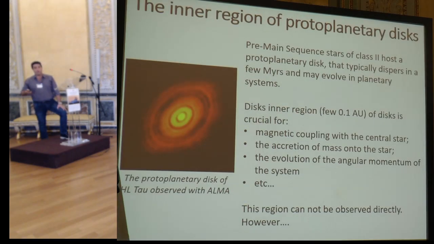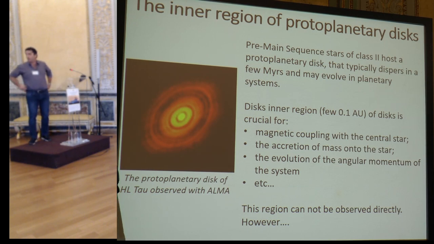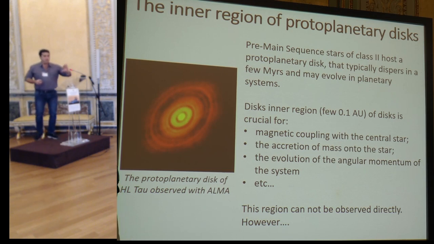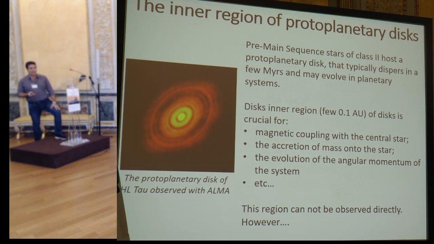So the topic of this talk is pre-main-sequence stars with protoplanetary disks, or Class II objects, which are stars surrounded by a protoplanetary disk, which typically dissolves in about 5–10 million years, and eventually may evolve into planetary systems, which is one of the reasons why we are so interested in the evolution of this kind of structure.